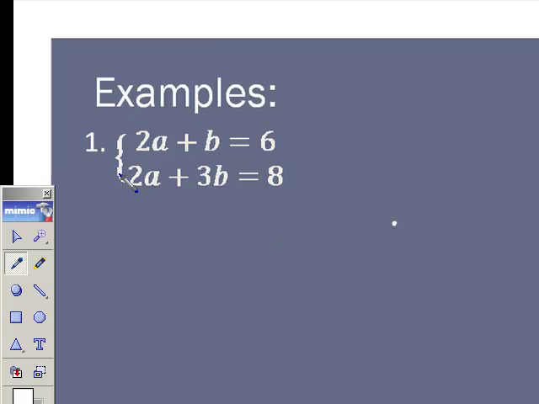Is something close to canceling out? We got 2a and 2a, right? We need one of them to be negative in order for them to cancel out, though. So we've got to multiply one of these equations by -1. It doesn't matter which one you choose. Which one do you guys want to multiply? The first one? Okay, so we're going to multiply the entire equation by -1.